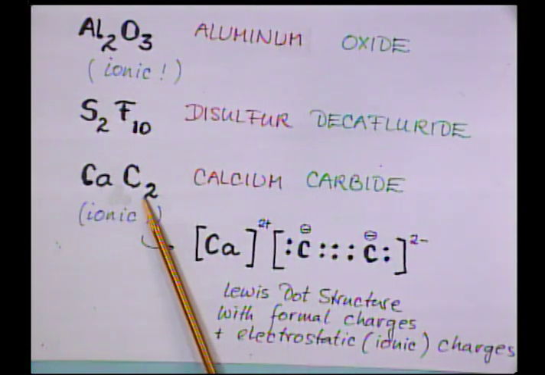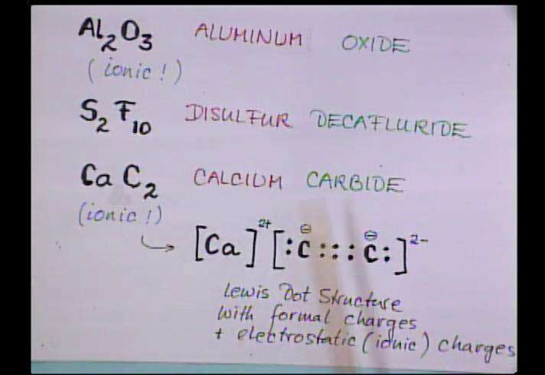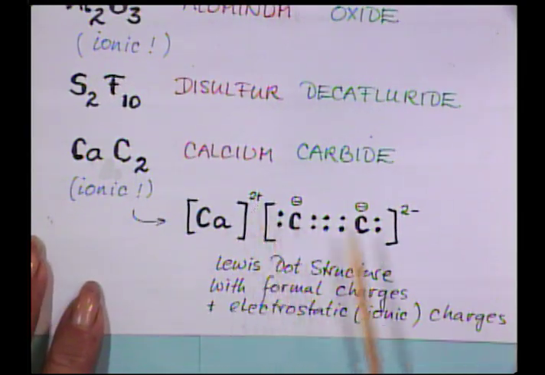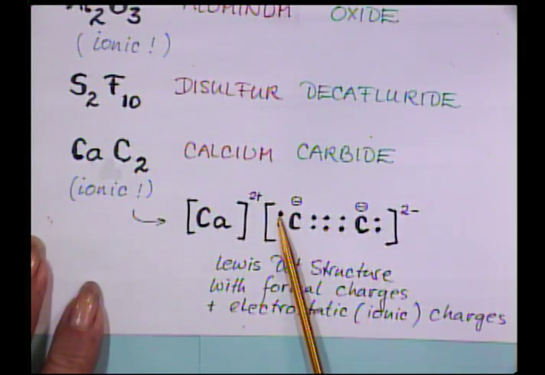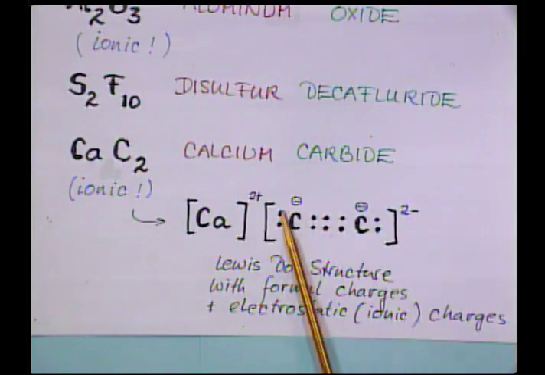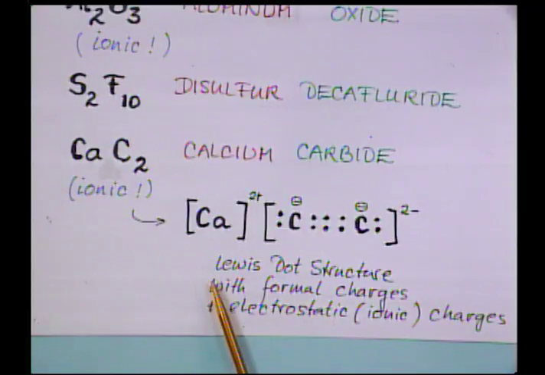It's calcium carbide. Now, we haven't heard of carbide so much. But when you look, it's an ionic compound. The calcium is 2 plus. And here is the carbide, 2 carbons connected by a triple bond in the middle with 2 lone pairs. And when you add 2 hydrogens, you have acetylene. So it's an acetylene salt almost. So that would be the Lewis dot structure.